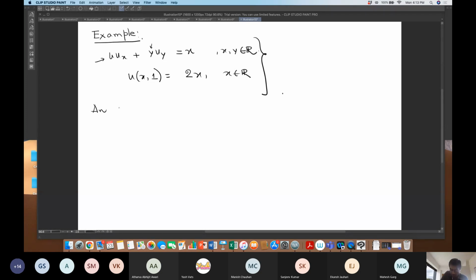So you start to solve this problem. The initial parametrization of gamma. What is gamma? Can anyone tell me? What is gamma? (s, 1, 2s).